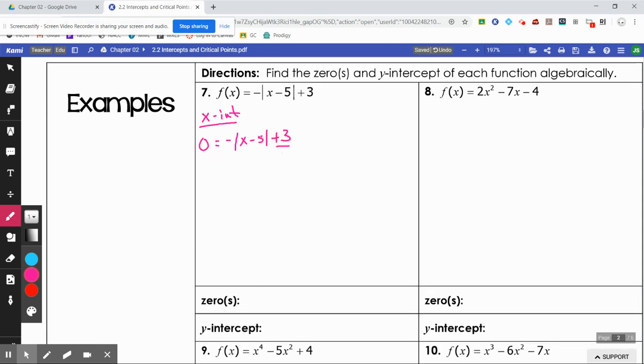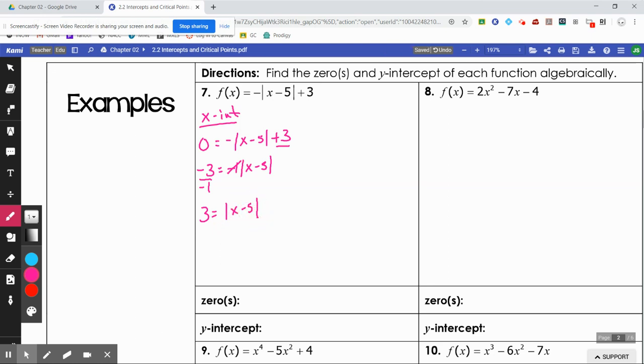I'm going to move my plus 3 over. Now this is an absolute value equation. We've already solved these. You've got to isolate the absolute value, so move the 3 over by changing it to negative 3. And here's what you now have. You then divide by this negative 1, and it gives you 3 equals the absolute value of x minus 5.